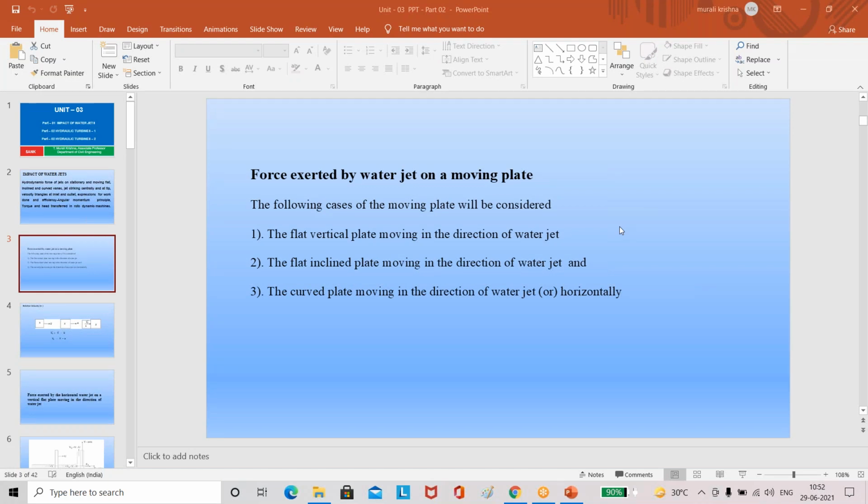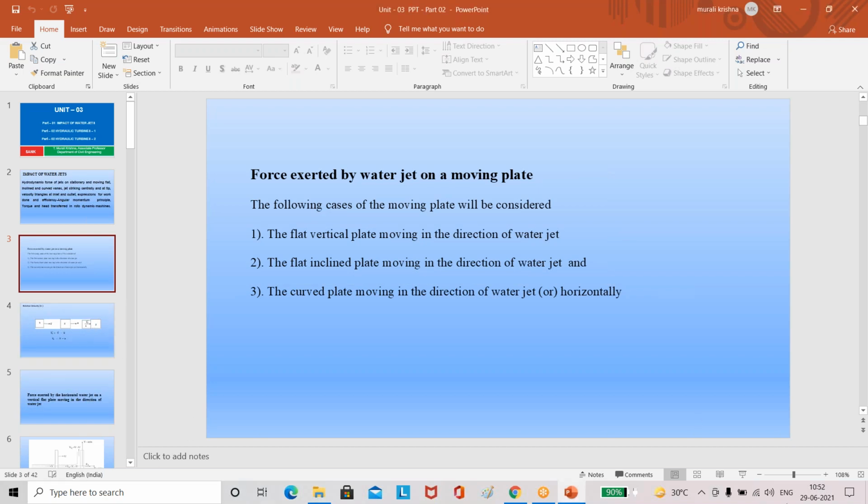in this concept, we applied the relative velocity. We applied the relative velocity of the water jet with respect to the moving plate. Last class I discussed that relative velocity, the relative velocity of water jet with respect to moving plate.